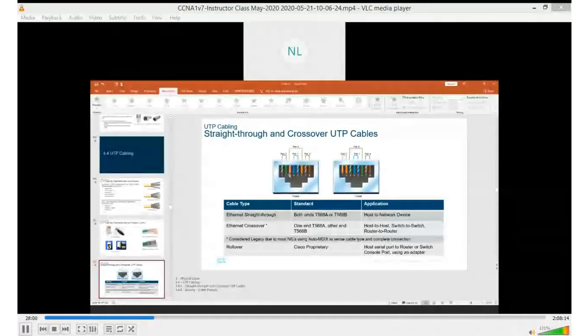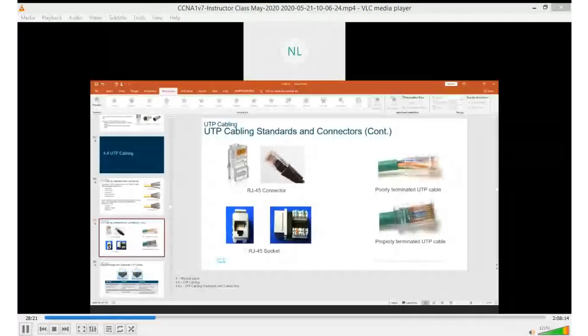Number one, you arrange it. You first take the white-green, followed by the green, followed by the white-orange, followed by the blue, followed by the white-blue, followed by the orange, followed by the white-brown, and the brown. When you arrange them together, then you plug them into the RJ45.